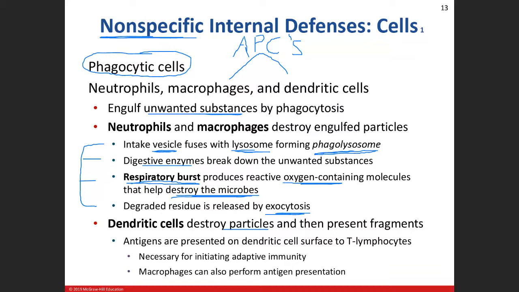So it destroys the particles, and then it presents the particles or the fragments on the plasma membrane. Because it's going to go find another cell, mainly T lymphocytes, and show these particles to the T lymphocytes, and then it potentially could initiate the other type of immunity, the adaptive immunity. So dendritic cells are antigen-presenting cells. Macrophages will do it also. So those are both APCs.